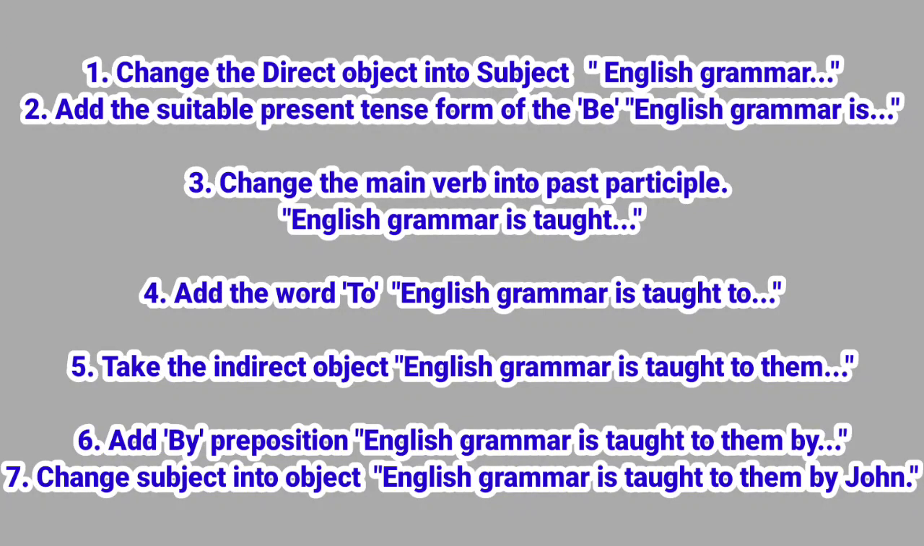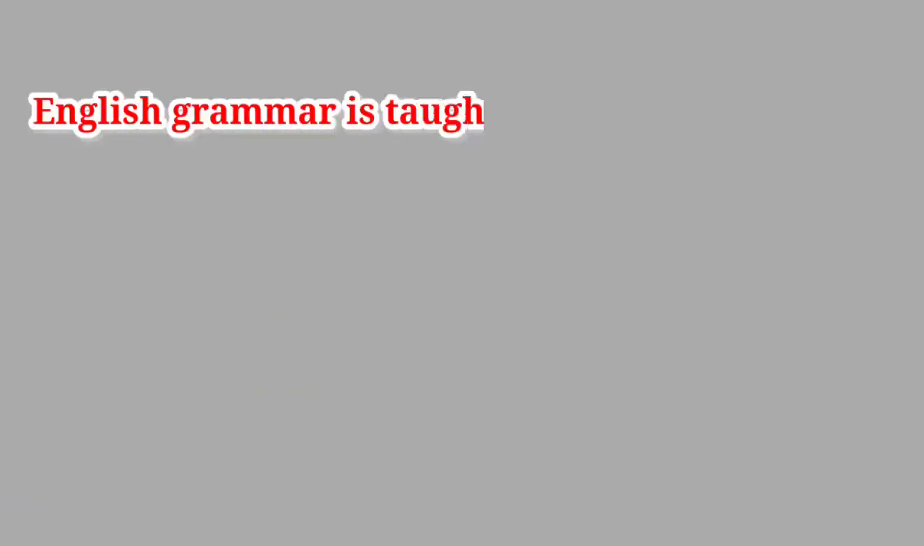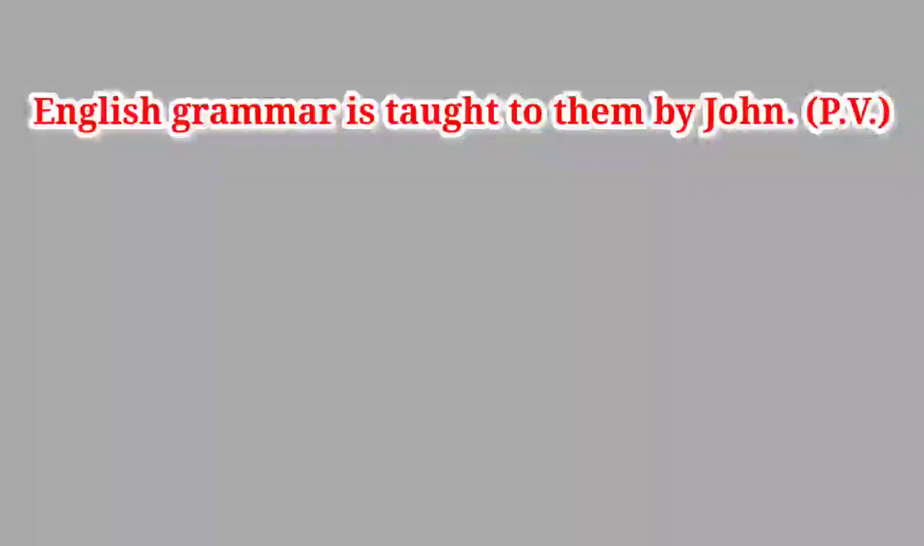Next, take the indirect object, that is them. Next, add "by" preposition. Next, change the subject into object. So the answer is English grammar is taught to them by John.